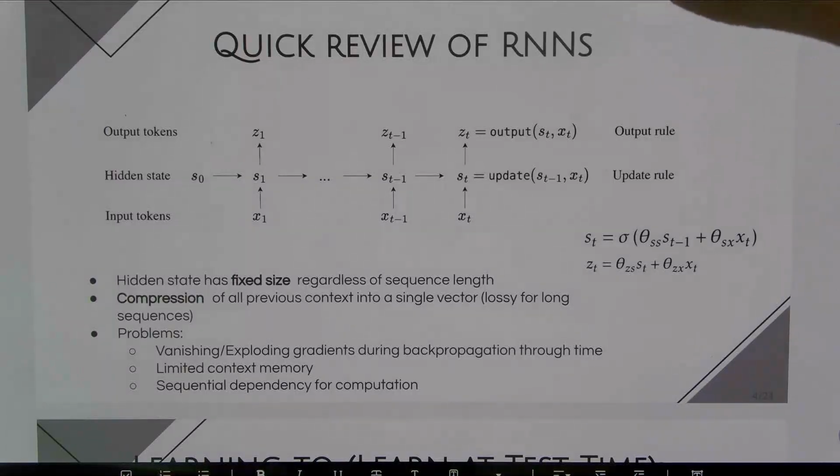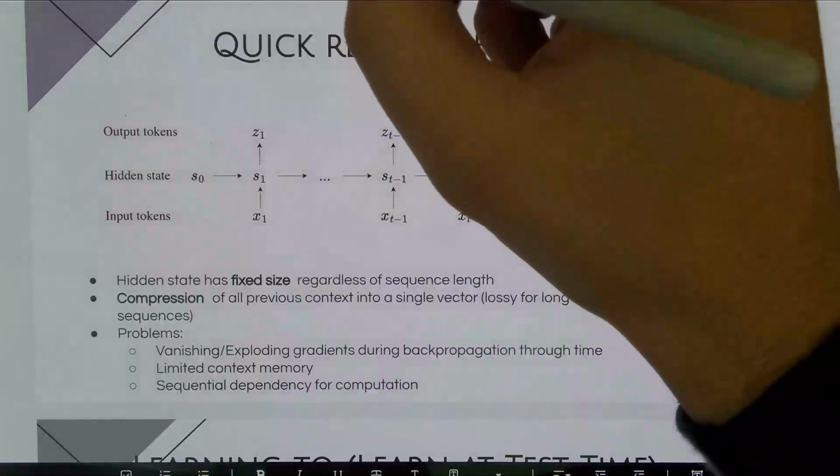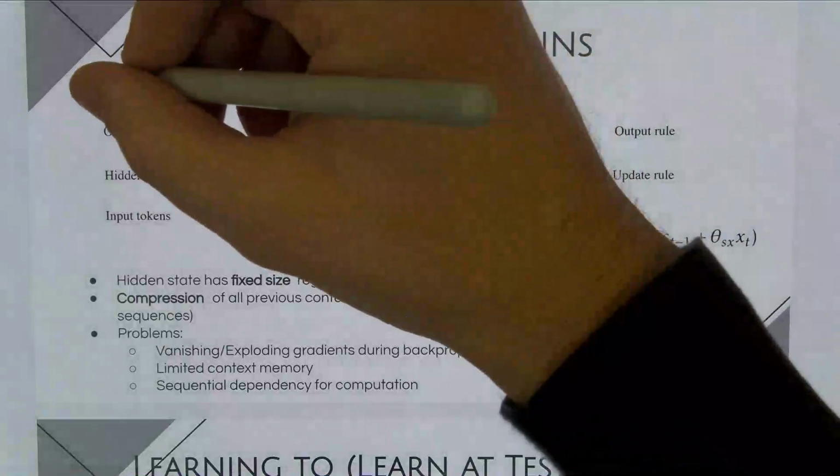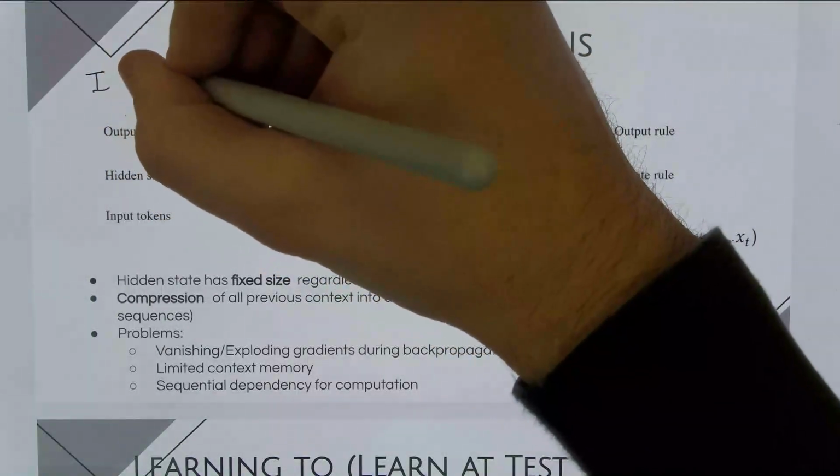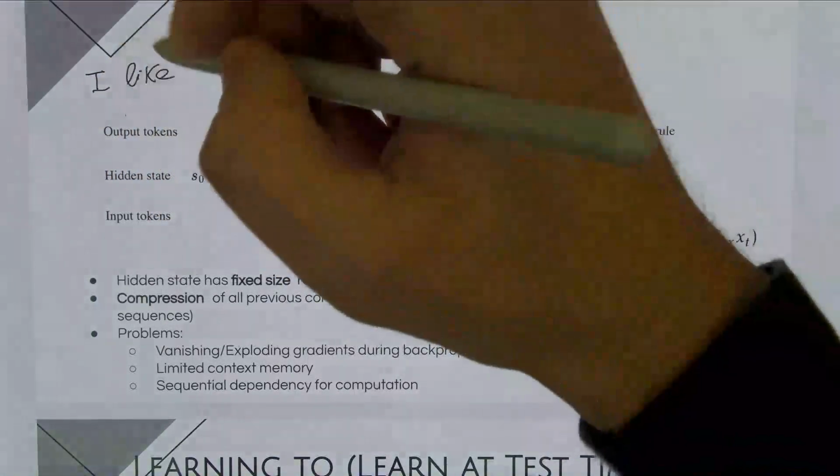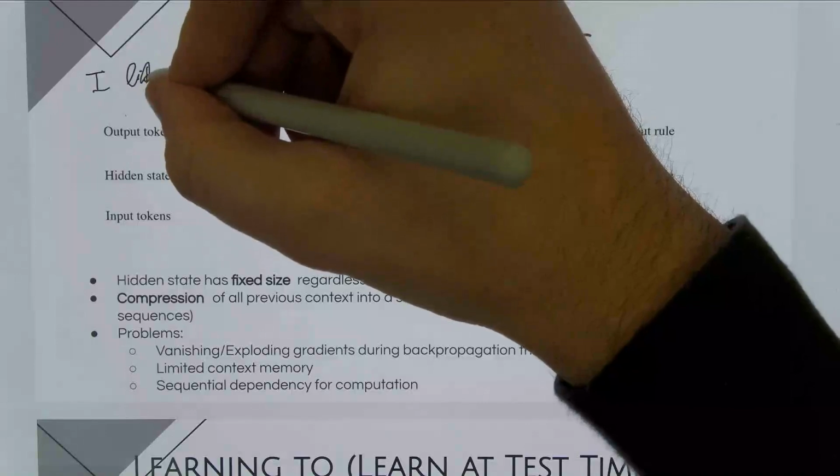So an example is like if you're predicting something like, I like coffee. Okay, I cannot handwrite today. I don't know what's happening. Your handwriting's good.